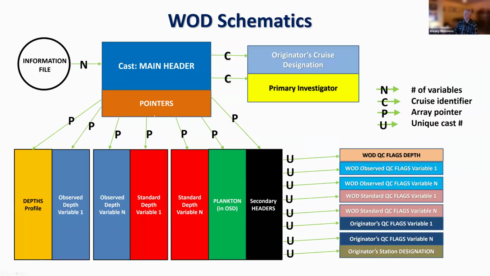A little bit of the schematic of the World Ocean Database. The main unit of the data in the World Ocean Database is a cast. Cast means a profile with the data. So a profile has observed depths, records for variables from 1 to n, and has standard depth data for the same variables. In OSD, we have a little bit of plankton data, and we have a secondary header for every cast, which contains all the quality control flags, our flags, for observed levels and for standard levels. We're also keeping the originator's quality control flags, which came with the data, and the originator's station designation.